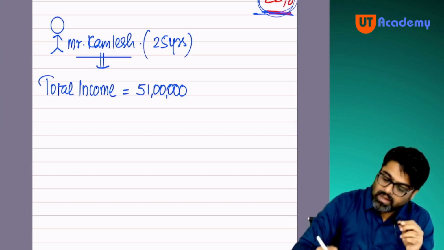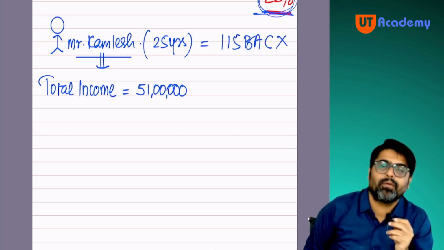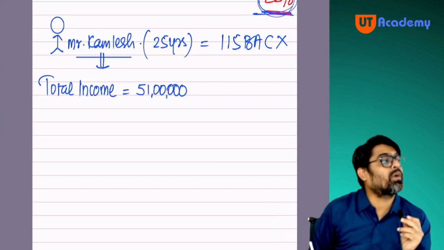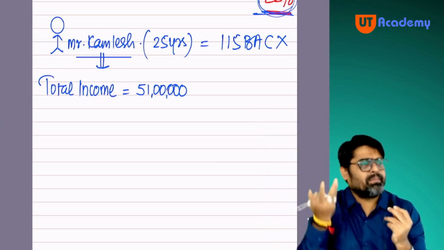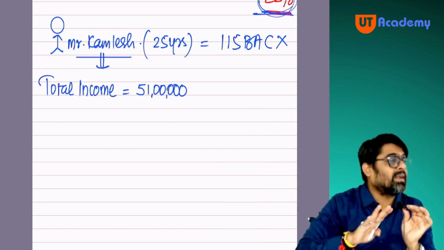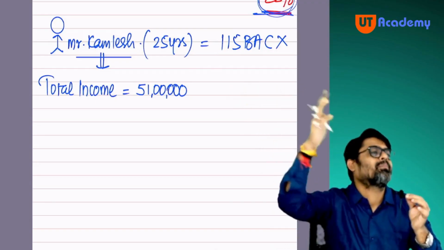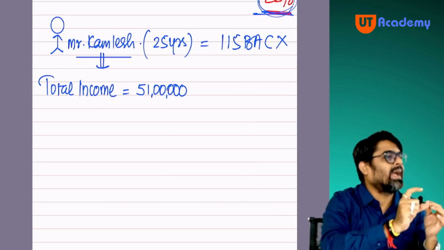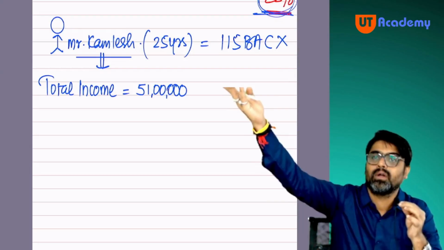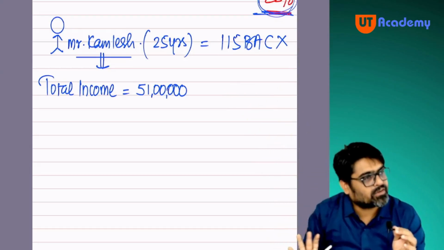Yes or no? If Kamlesh is not following 115BAC, the normal tax rates will be applied. If he follows 115BAC, then 115BAC rates will apply. The concept remains the same. The concept of marginal relief will be the same when you are doing 115BAC also. Yes or no? But the only thing different will be the tax rates. You are supposed to apply 115BAC rates at that time. But right now, will I apply 115BAC rates or normal rates? You know the normal rates, no?